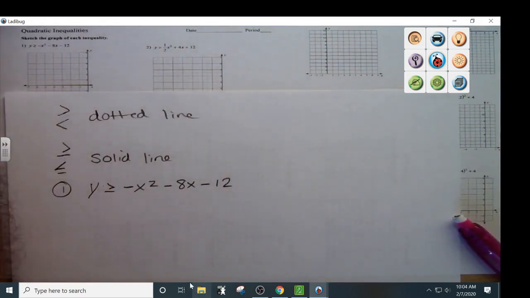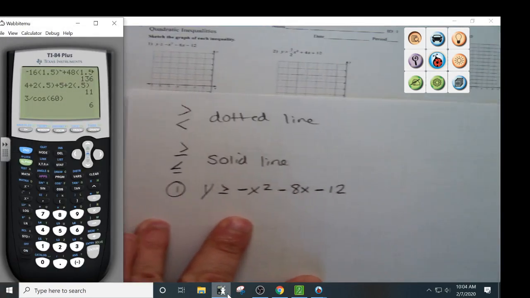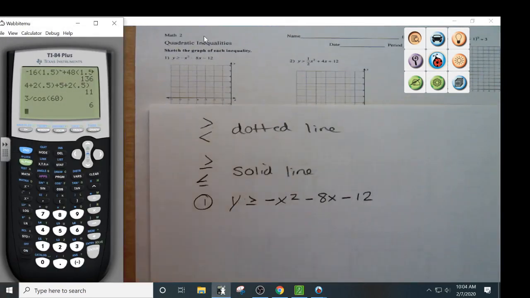So I'm going to graph this. All right. Now, guys, you're not going to put the inequality in. I'll show you how to do that in a little bit. All we need is the boundary line. Okay. So now, y equals negative x squared minus 8x minus 12. You're going to graph it.